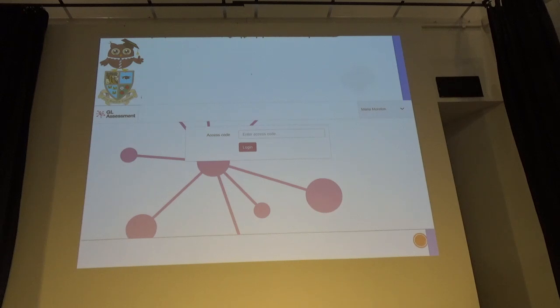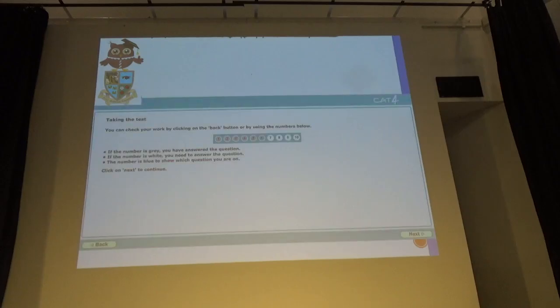And first of all, we have to enter an access code, so the children will enter their code. It will take them straight through to their own assessment. It gives them information about how to navigate within the assessment. So it tells them if you haven't done the question yet, it's white. If you've done it already, it's grey, and it's this kind of bluish colour if that is the question that you're on already, to help them see where they are in the assessment.